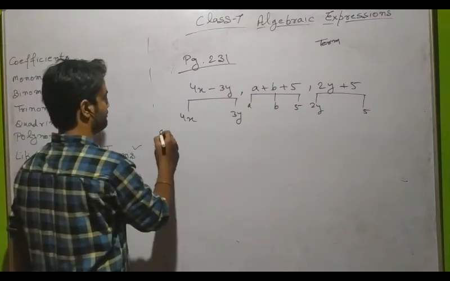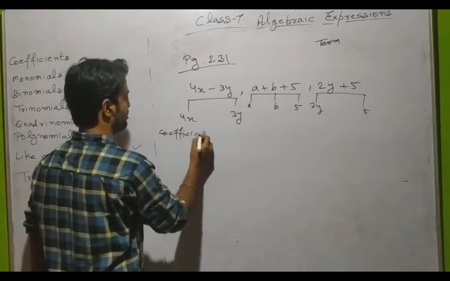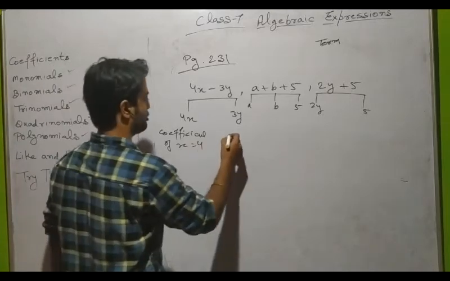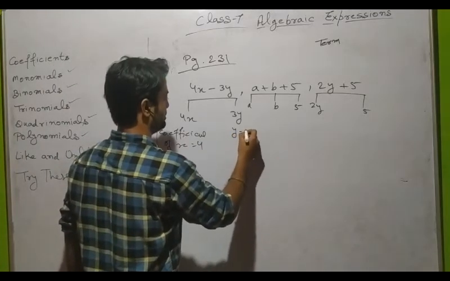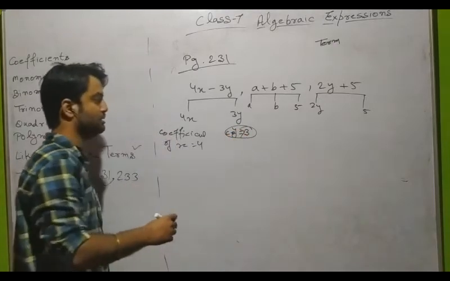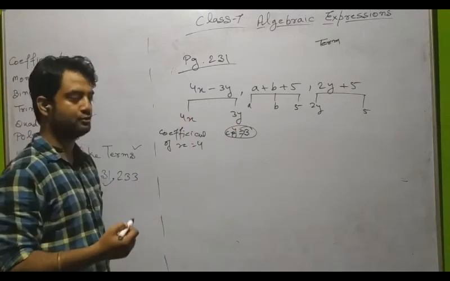Here, the coefficient of x is what? 4. And the coefficient of y is what? 3. This is the coefficient of y, okay. So the coefficient of x is 4, the coefficient of y is 3.